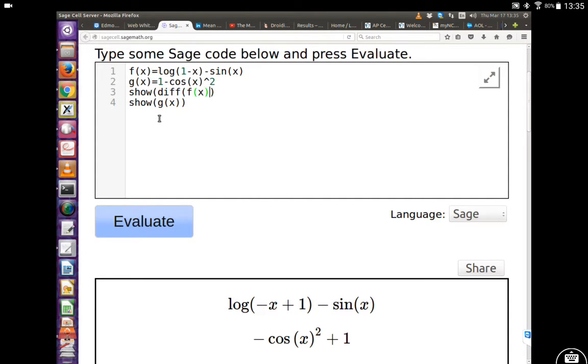Now this system is designed for higher level math too, not just calculus, multivariable calculus, right? There might be more than one variable, so you have to say what you're differentiating with respect to, so comma x. That's sort of like the dy dx part, right? And let's show the derivative of g. And see what we get.